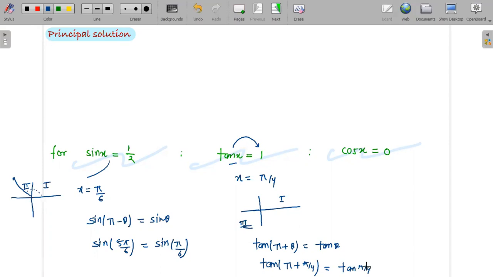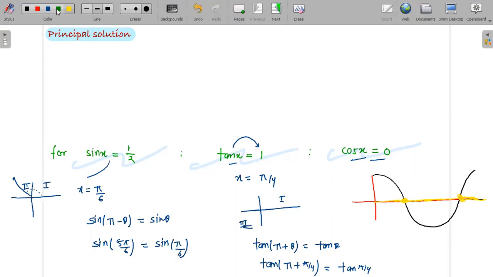Now, what about cosine x equals 0? You may use the previously used method, or if you want to use the graph, then you need to draw the graph of y equals cos x in the principal range. So here I draw the graph of y equals cos theta from 0 to 2 pi. At the same time, you are supposed to draw the graph of y equals 0. There we have y equals 0 in yellow. Their points of intersection are actually our solutions.